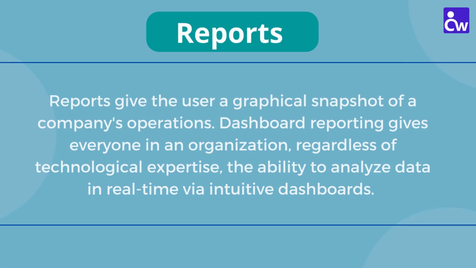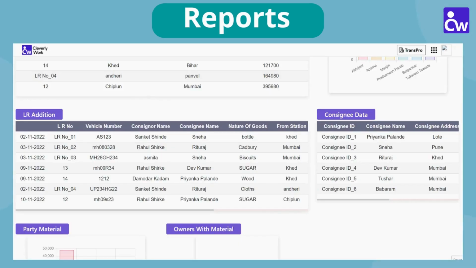Dashboard reporting gives everyone in an organization, regardless of technological expertise, the ability to analyze data in real time via intuitive dashboards. Here in the Transpro report, you can see all the information like LR number, vehicle number, consignor name, consignee name, nature of goods, and from station. Also, you can show many different types of reports here.